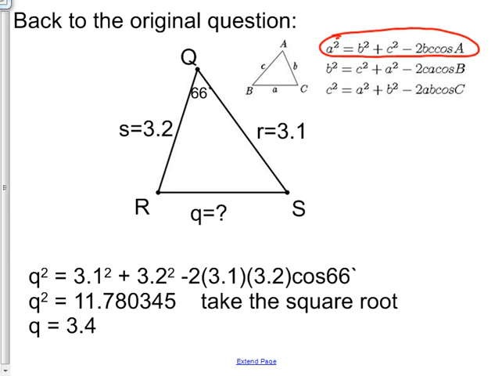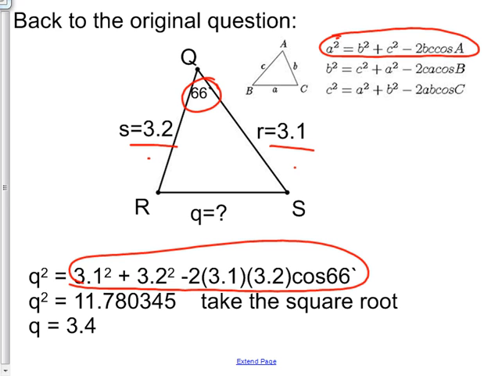So q squared is equal to 3.1 squared plus 3.2 squared minus 2 times 3.1 times 3.2 cos 66 degrees. I can plug this into my calculator, and I get that q squared is equal to 11.780345. But then I have to take the square root of both sides. So I get that q is equal to about 3.4.